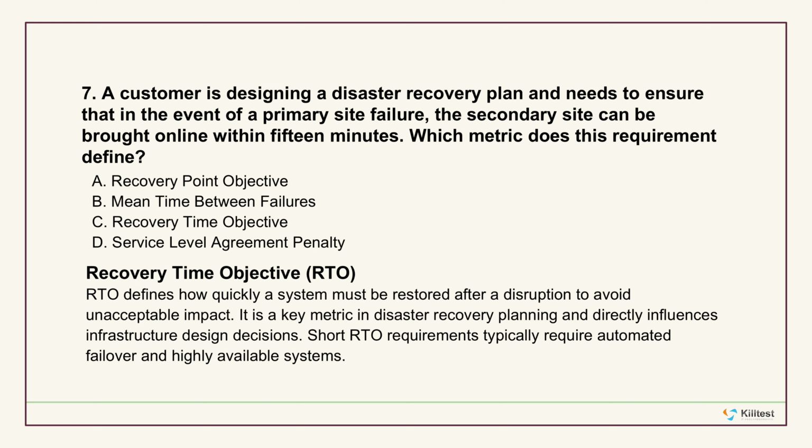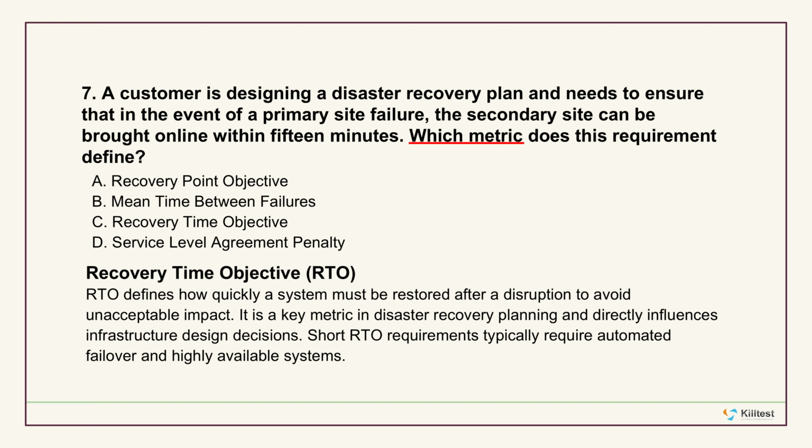Oh, the nightmare scenario. Okay. Question 7 shifts us into disaster recovery metrics. A customer is designing a disaster recovery plan and needs to ensure that in the event of a primary site failure, the secondary site can be brought online within 15 minutes. Which metric does this requirement define? Then the choices. Option A, recovery point objective. Option B, mean time between failures. Option C, recovery time objective. Or option D, service level agreement penalty.